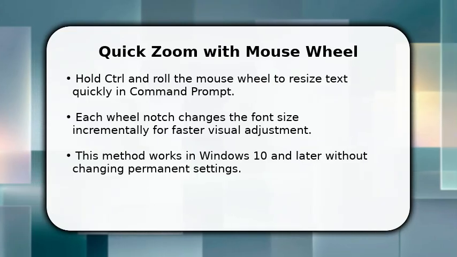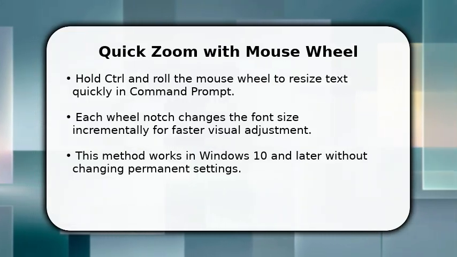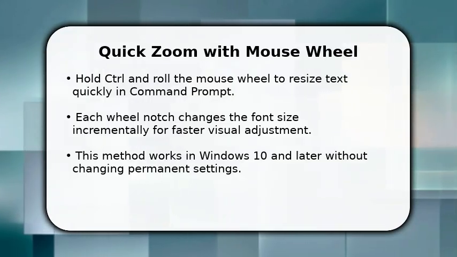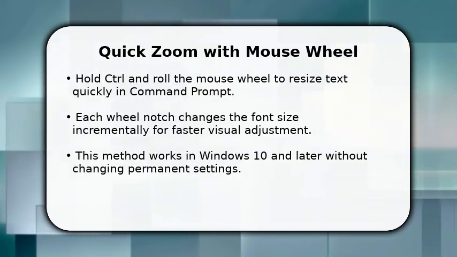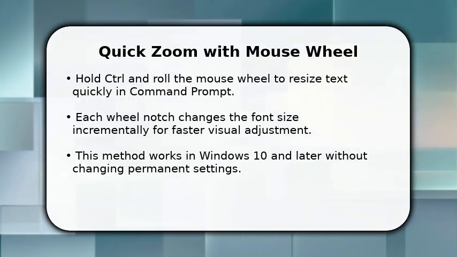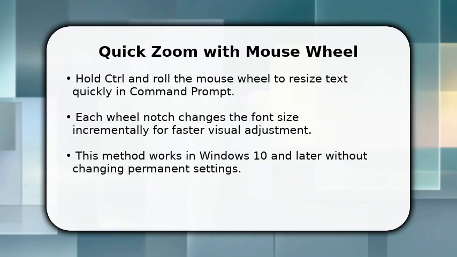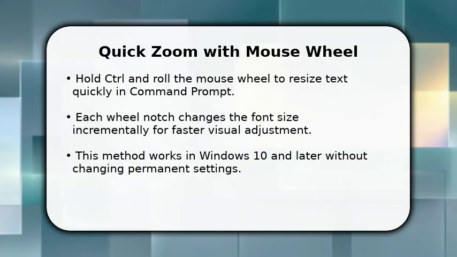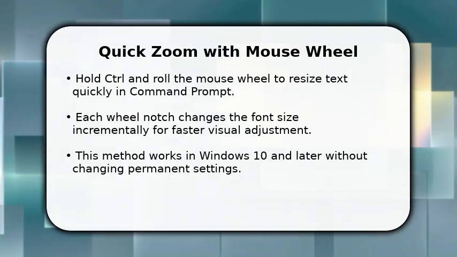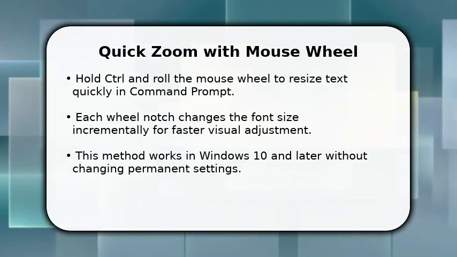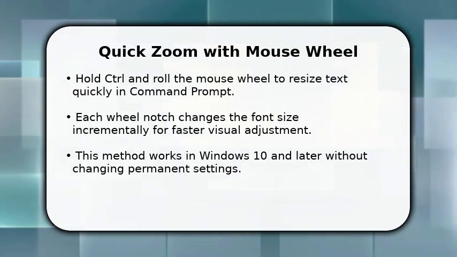Enjoy the video. Open the command prompt window you want to resize right now. Hold the Control key and roll the mouse wheel up or down slowly to adjust text size. Each wheel notch increases or decreases the visible font in small steps for precise control. This technique changes only the current window view and does not alter saved profile settings. Release Control when you reach a comfortable text size and continue working immediately with clearer, larger, or smaller text.